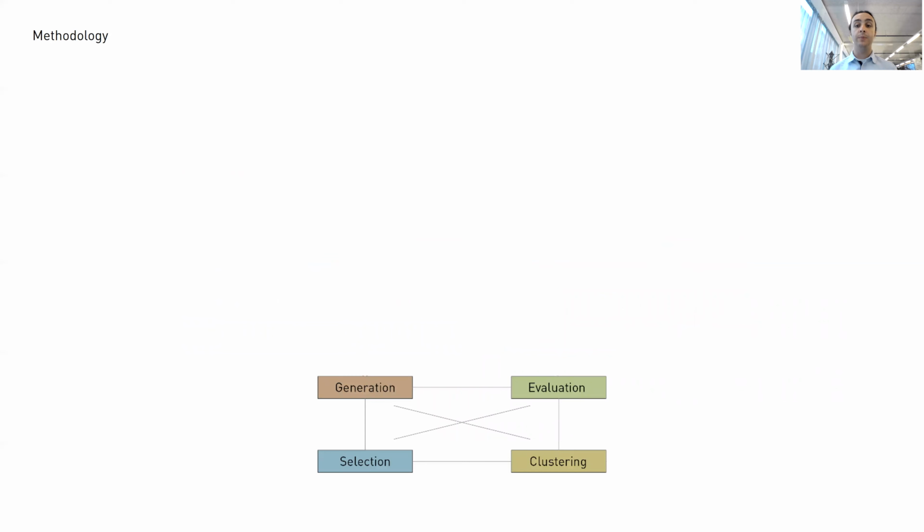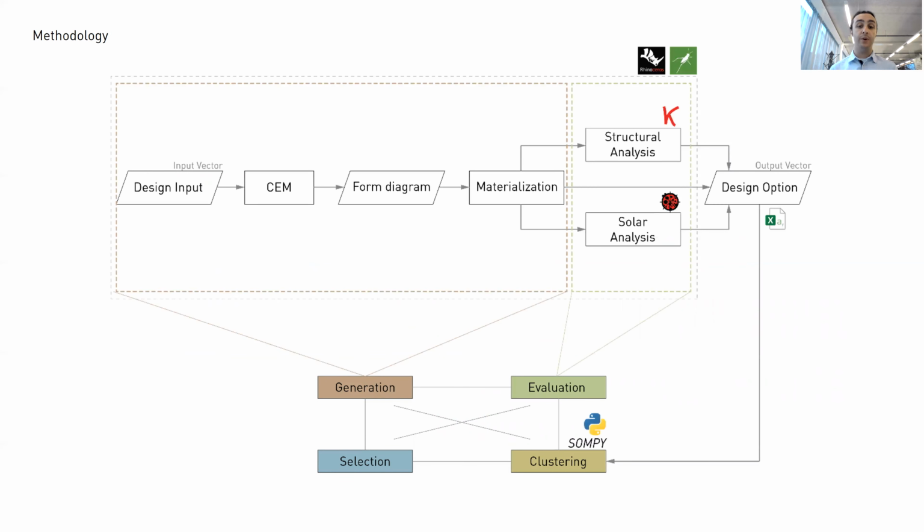The framework is developed within Grasshopper, a visual scripting platform widely used in computational design, and it consists of four main phases: generation, evaluation, clustering, and selection. In particular, the generation phase is based on the combinatorial equilibrium modeling, or CEM tool. The evaluation is carried out using Karamba 3D and Ladybug tools for the structural and solar-related analysis, respectively. Finally, the resulting design options are clustered using SOMoclu.